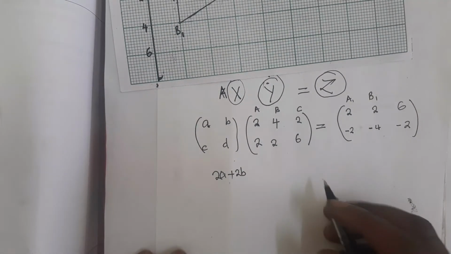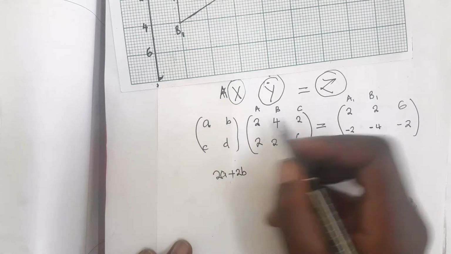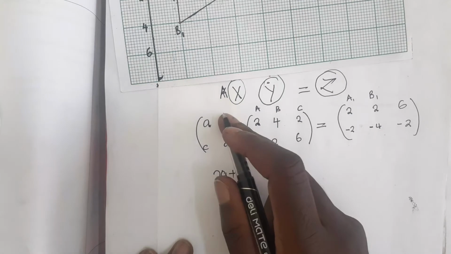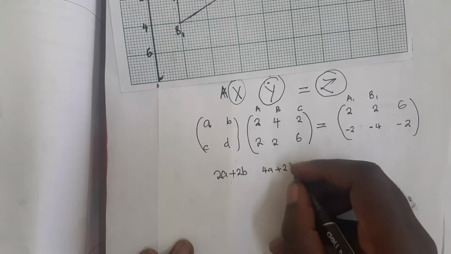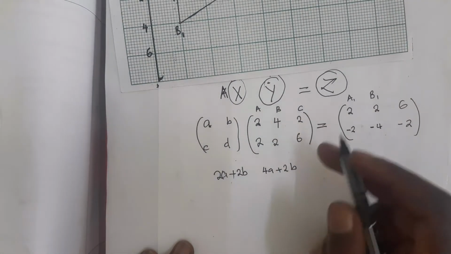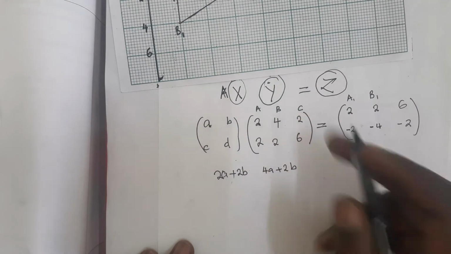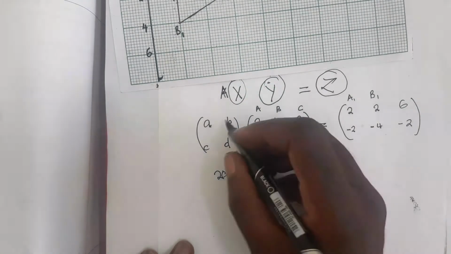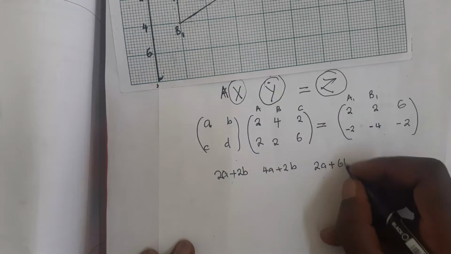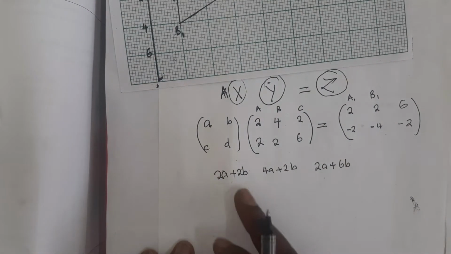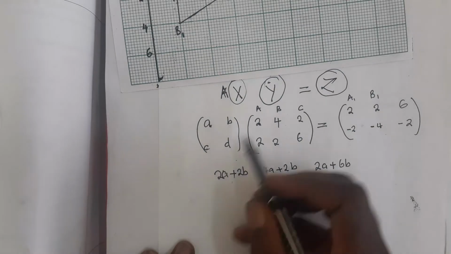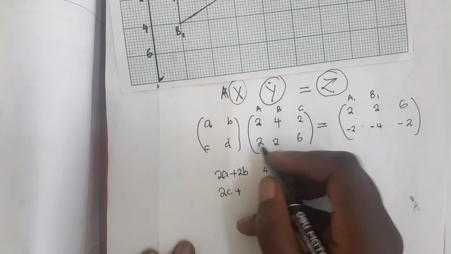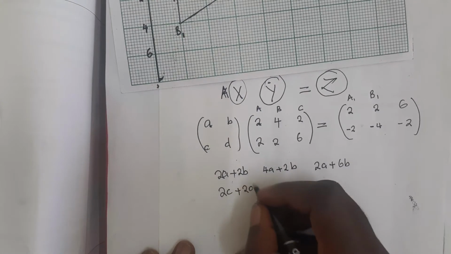Then we can come to the second part, so we repeat the process. For the second one, A multiplied by 4 is 4A plus B multiplied by 2 is 2B. And then the last one, A multiplied by 2 is 2A plus B multiplied by 6 is 6B. Then we come to the second part here. C multiplied by 2 is 2C plus D multiplied by 2 is 2D.